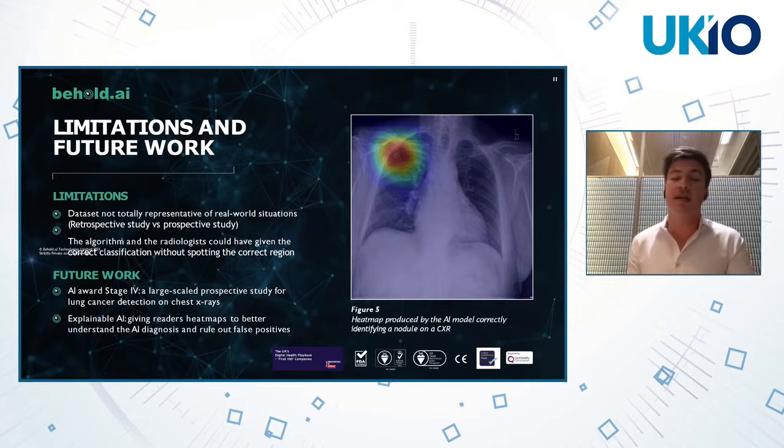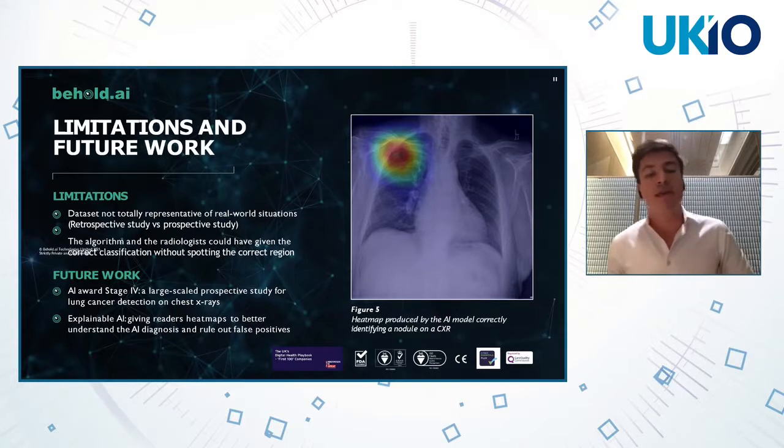Lastly, of course, we had some limitations in this study. The first limitation was that the data set is not totally representative of real-world situations, as it was not a prospective study, it was a retrospective study. So usually you wouldn't have half of the cases being lung cancers. We will be able to deal with this issue because we recently won a Stage 4 AI award. So we will carry out a large-scale prospective study for lung cancer detection on chest X-rays with our NHS Trust partners.